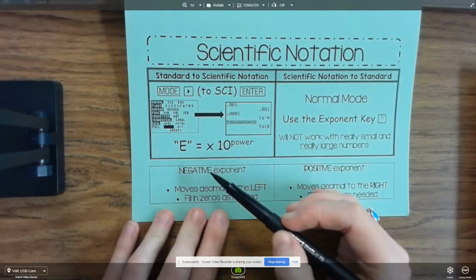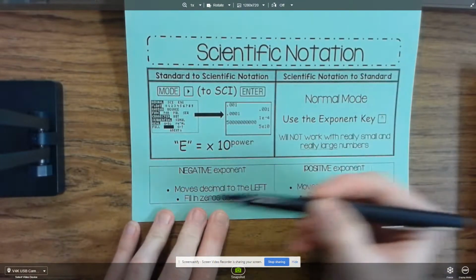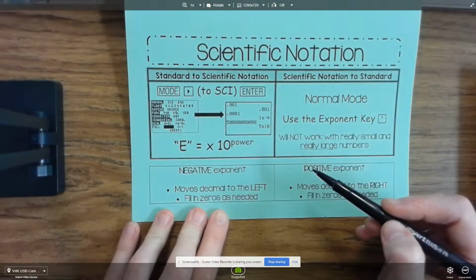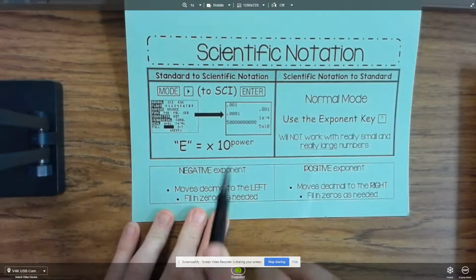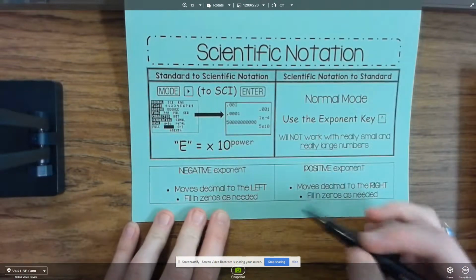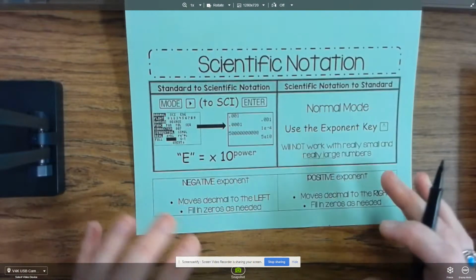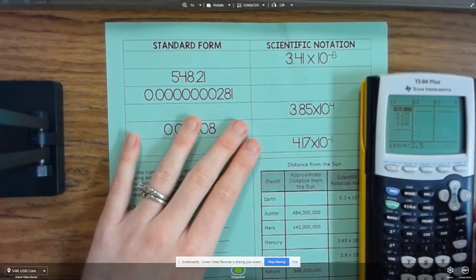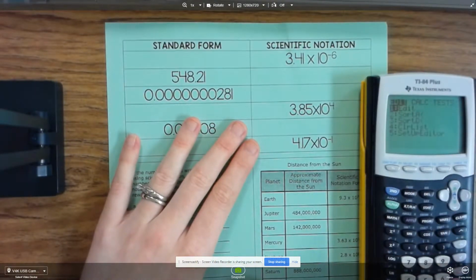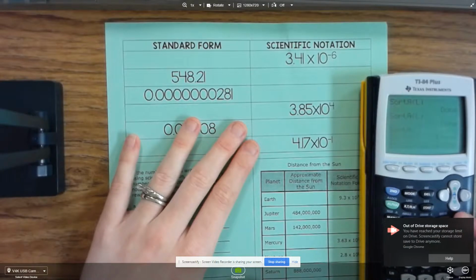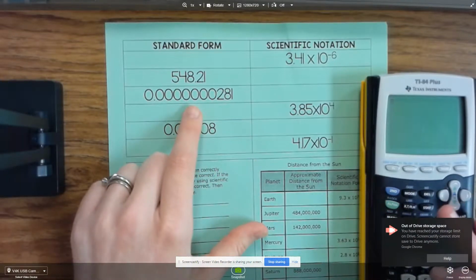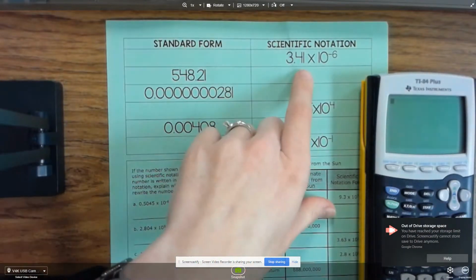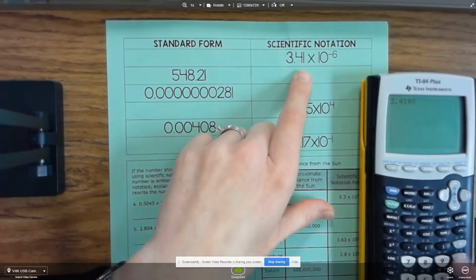So if your exponent is negative, you move the decimal to the left. And if the exponent is positive, you're going to move the decimal to the right. And if you've got empty spaces, you fill those in with zeros. So what we're going to do here is switch back and forth from scientific to standard notation.